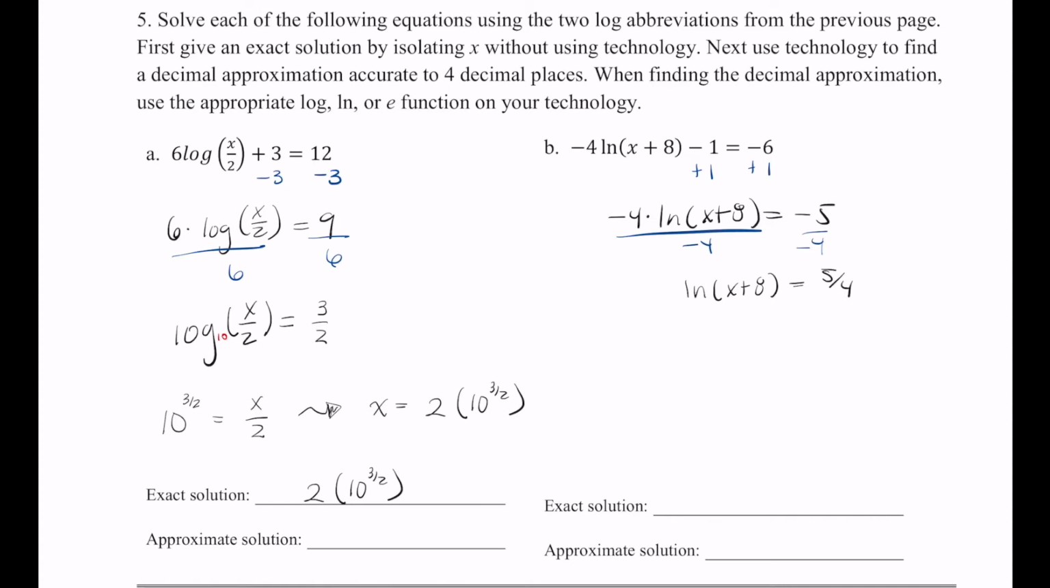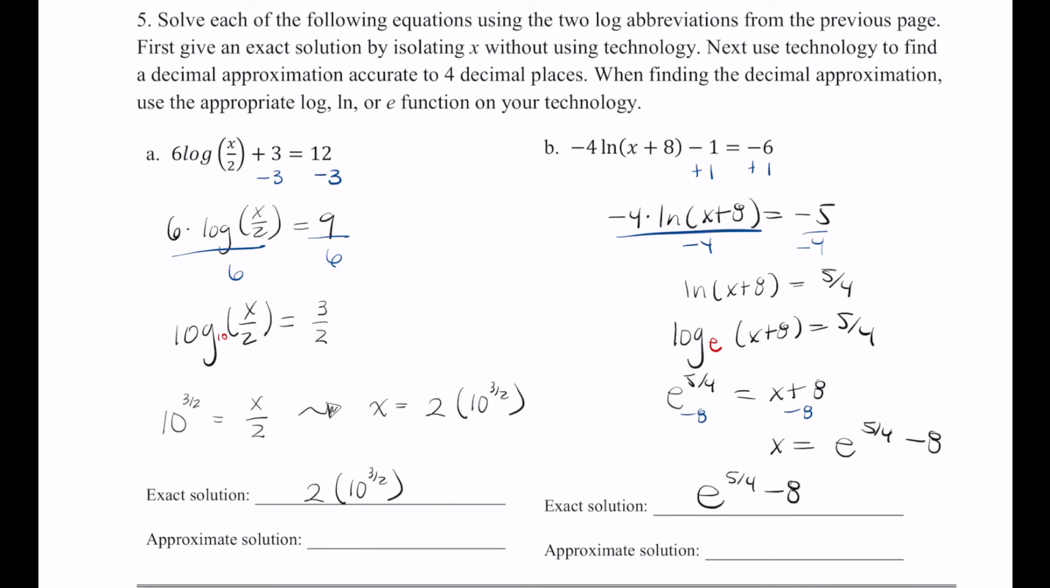So I'll emphasize this in red by rewriting. This is the same thing as log base e of x plus 8 equals 5/4. We can rewrite this as e to the 5/4 power equals x plus 8. And now all that's left to do is subtract 8 from both sides. And we end up with x equals e to the 5/4 power minus 8. And this is our exact solution here.